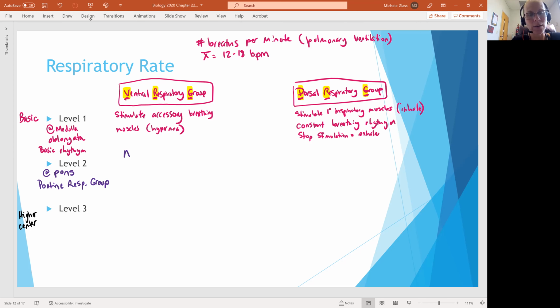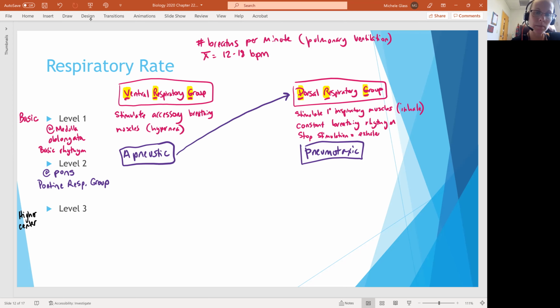In the second level we have what's called the apneustic group. And then we have what's called the pneumotaxic group. We have the apneustic group and the pneumotaxic group. Now the apneustic group is going to stimulate the DRG. So now we're controlling the depth of our breath.